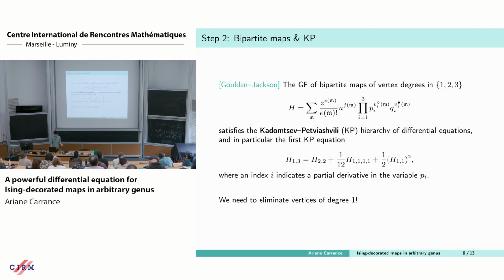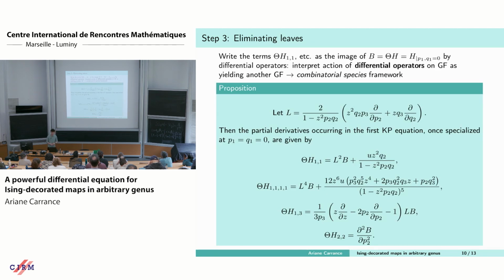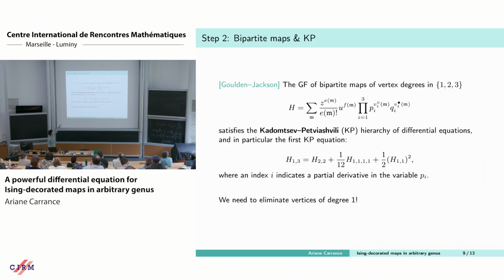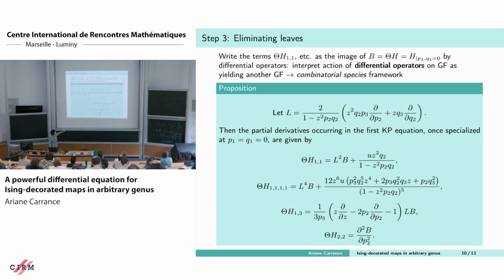So the way we do this is through the framework of combinatorial species that I'm not going to attempt to define in the time I have left. But the idea is that you can write B, the generating function where we only have vertices of degree 2 and 3, as a specialization of H, where we send P1 and Q1, the variables that enumerate black and white vertices of degree 1, to 0.